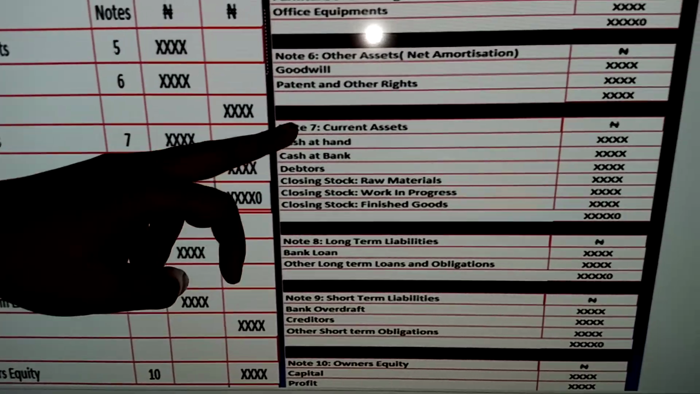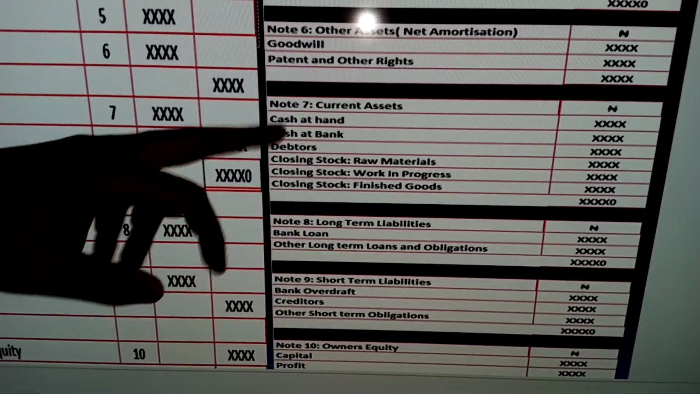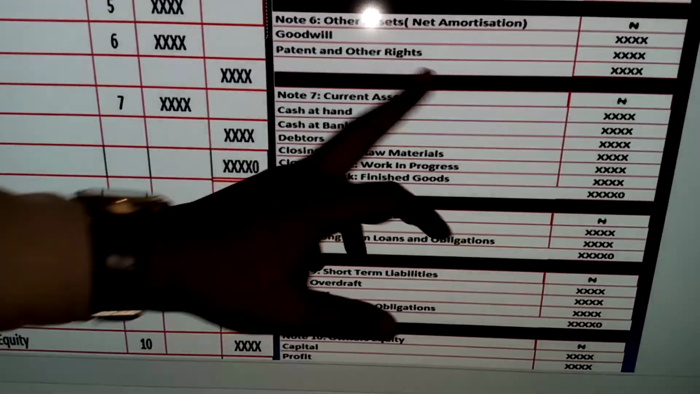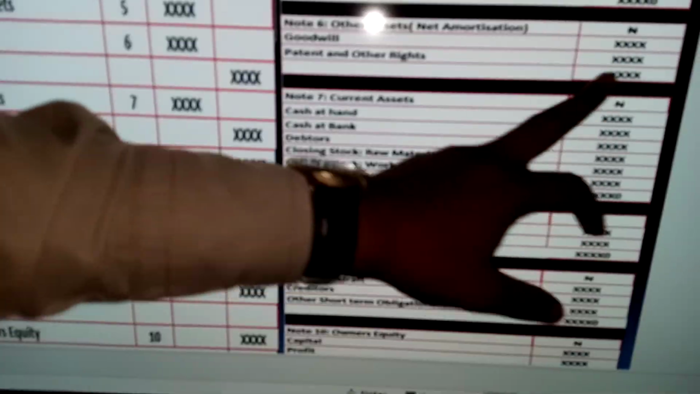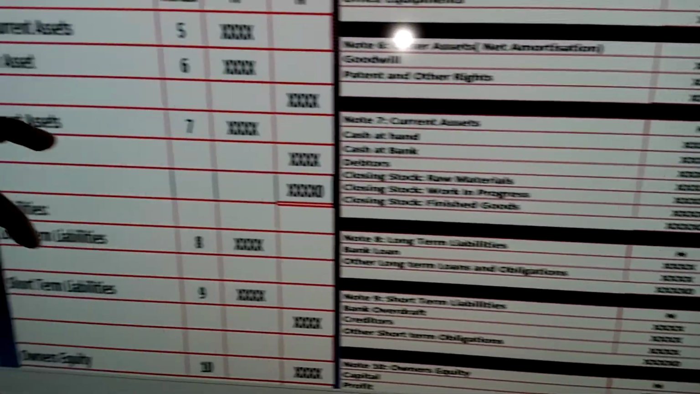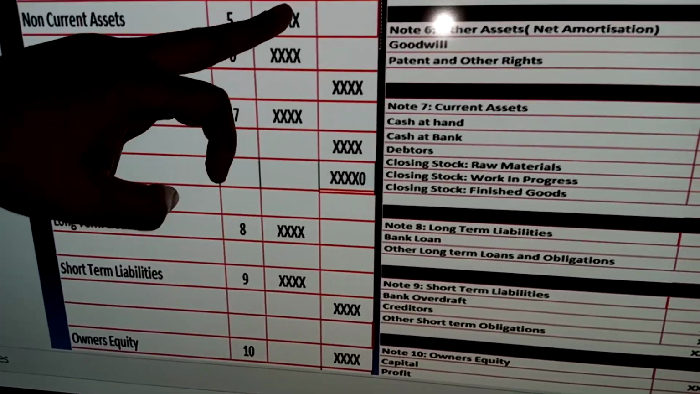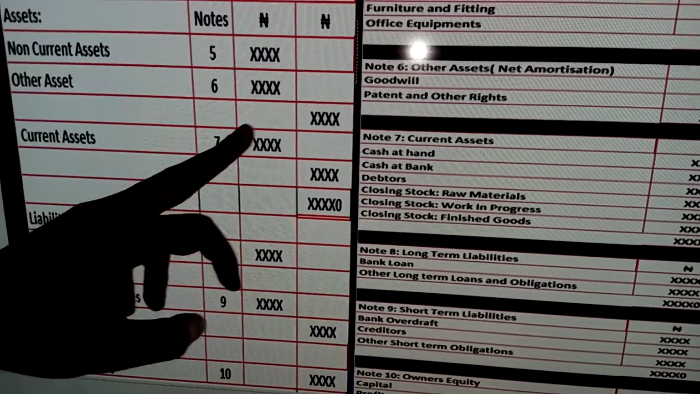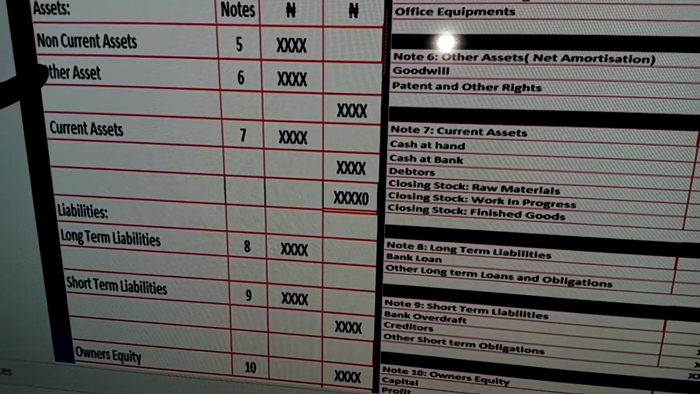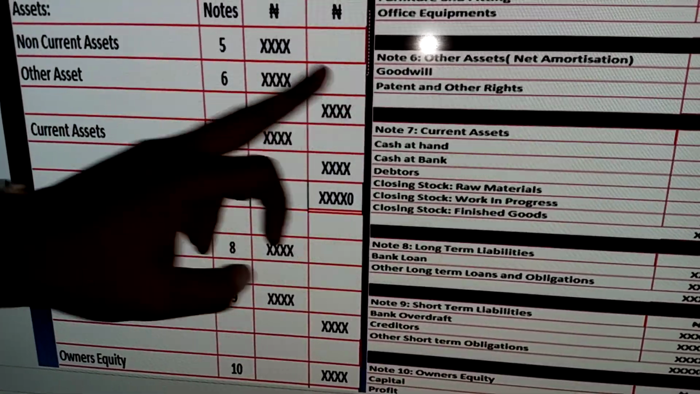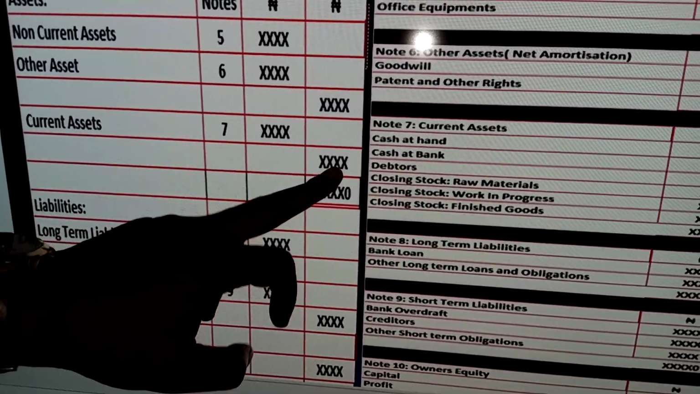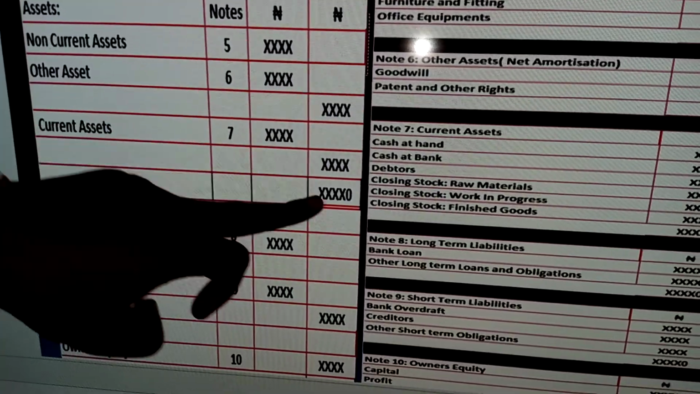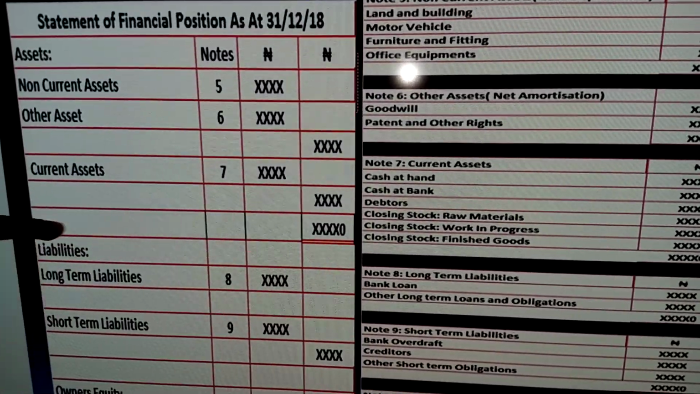Current assets, you have your current assets here, note 7: cash at bank, cash in hand, debtors, closing stock of raw materials, work in progress, finished goods. All those items come here. That makes up your current assets. When you add your 5, 6, 7 together, as your fixed assets, other assets, and current assets, you get this. This is your total assets.